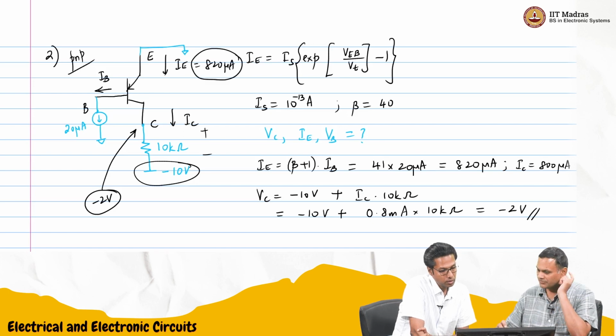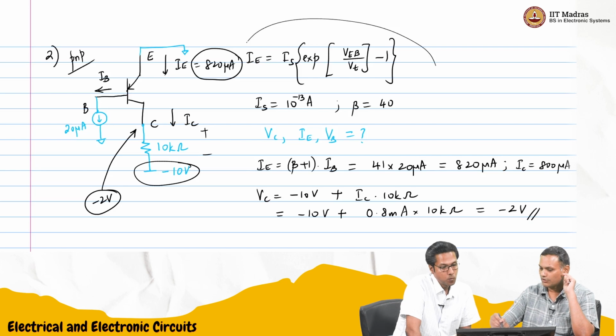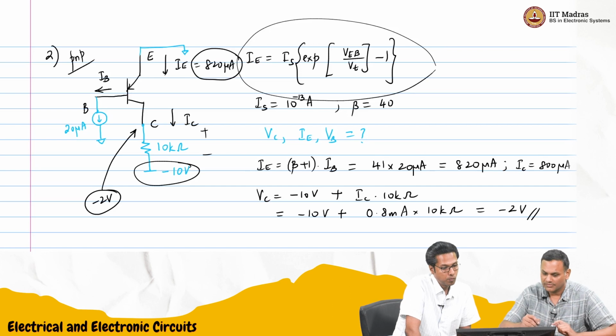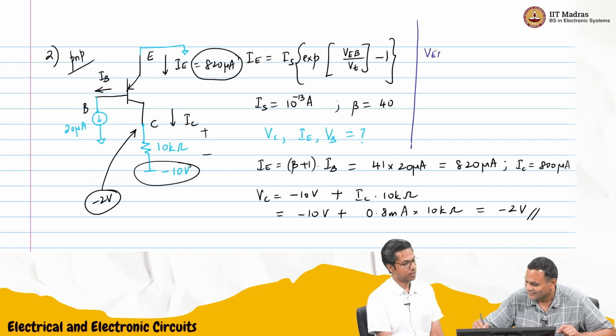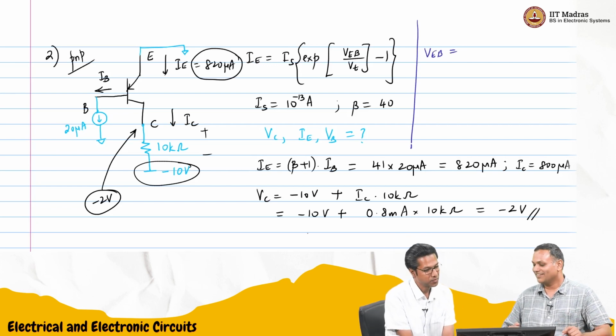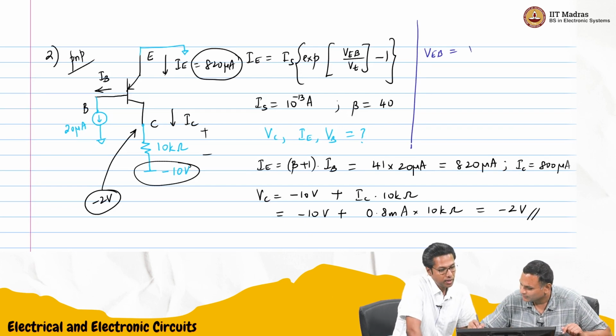Next is VB. To find out the base voltage, we need VEB, so you need to solve the current equation. Why don't we do that? In a way it's very similar to the previous question, except it's for a PNP. The directions are all opposite. So, VT ln.